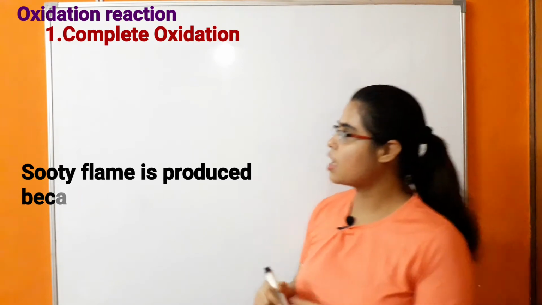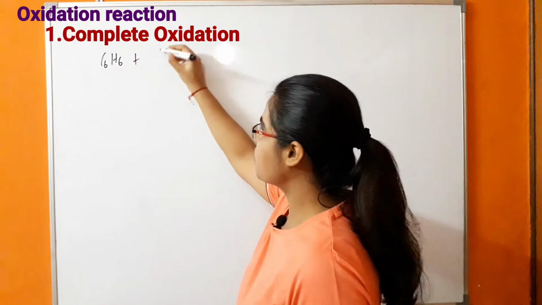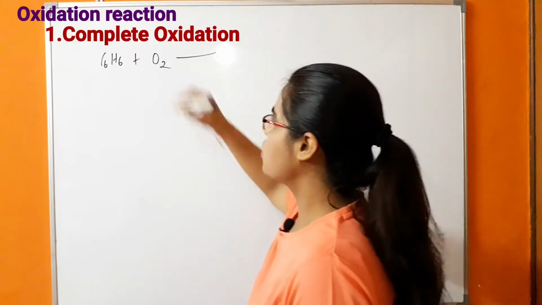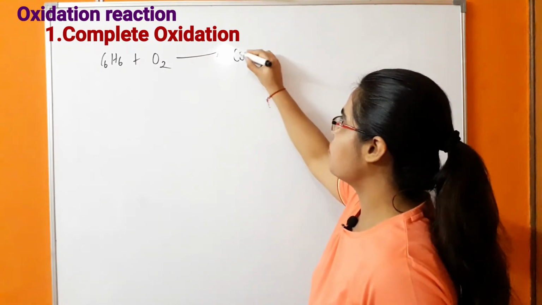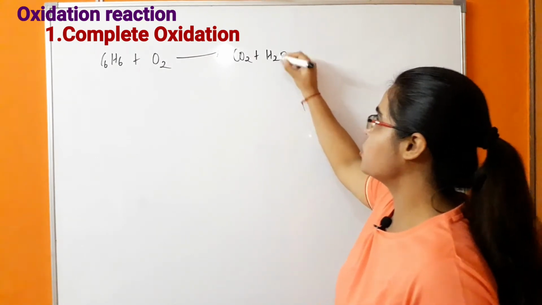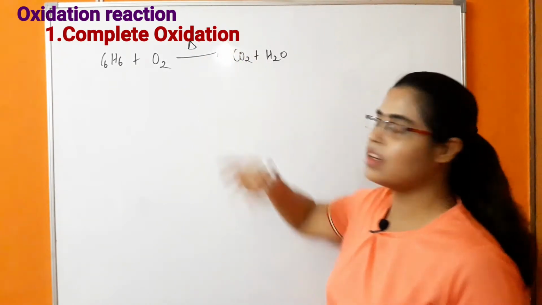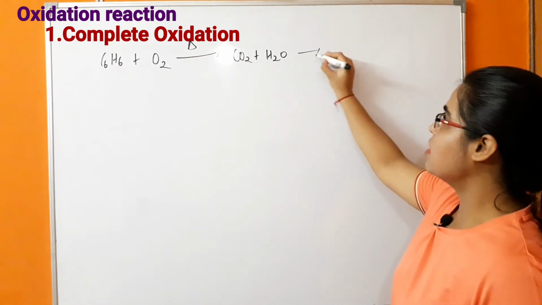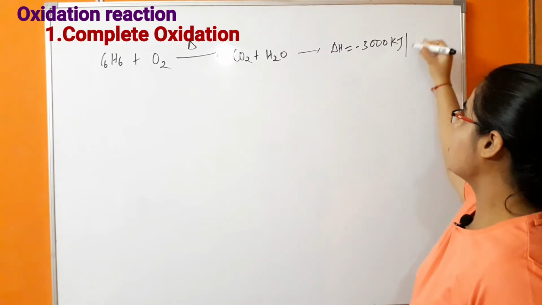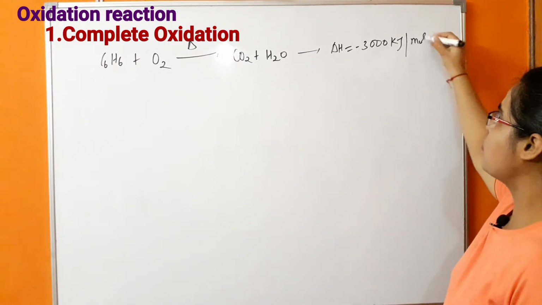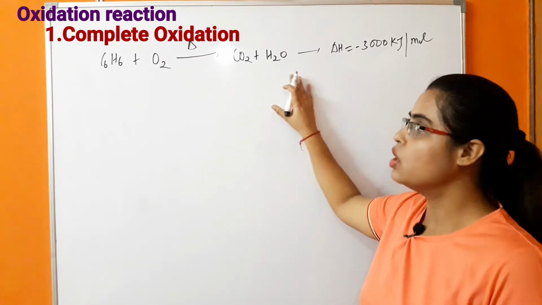So in this case, when benzene, C6H6, is heated in the presence of oxygen, complete combustion takes place. It means there will be formation of CO2 and H2O. In this case, a large amount of energy is released, that is 3000 kilojoule per mole of energy is released during this combustion reaction.